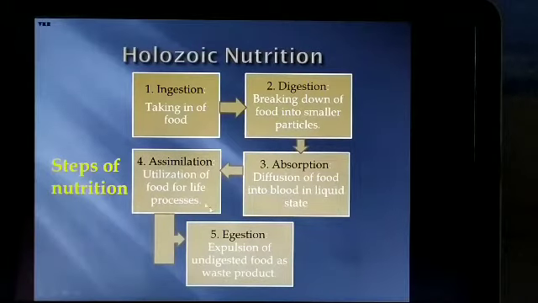Here another thing is that after all these metabolic activities, waste product will be formed. Generally, after the process of digestion, the undigested particles are sent to the large intestine, and the large intestine sends them out of the body. This process is called egestion. It means expulsion of the undigested food as waste product. So in this way, the 5 steps are accomplished under holozoic nutrition, whether unicellular or multicellular, it doesn't matter. These are the 5 steps of holozoic nutrition.